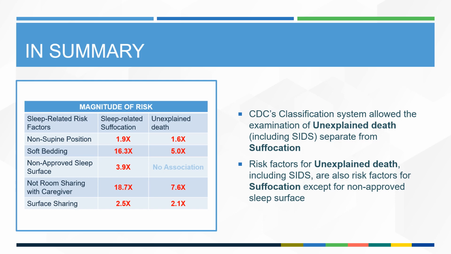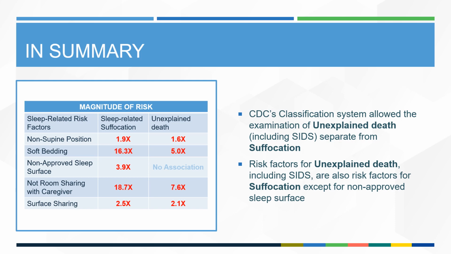So to summarize all of these findings, the magnitude of risk associated with sleep environment factors were generally larger for suffocation. The magnitude of risk associated with soft bedding and not room sharing were more than twice as large as the risk for unexplained death. The confidence intervals for the estimates of suffocation risk associated with both soft bedding and room sharing were pretty large, likely due to the smaller cell size for the suffocation group as compared to the unexplained death group. But the large difference suggests a likely clinically meaningful difference that warrants further examination.